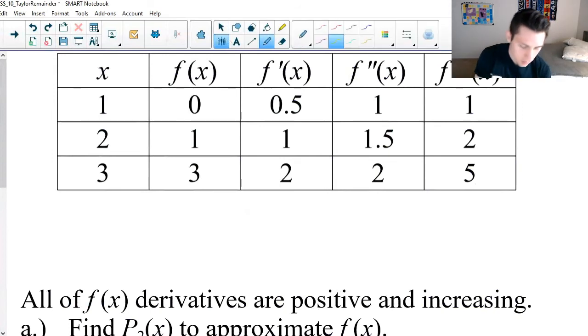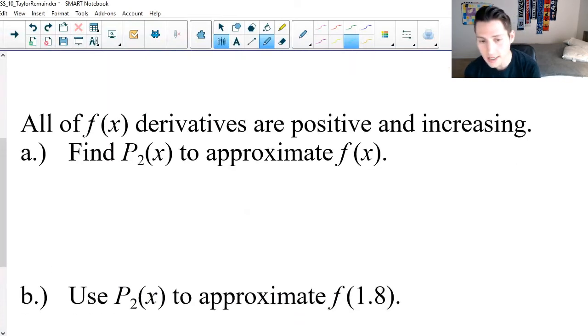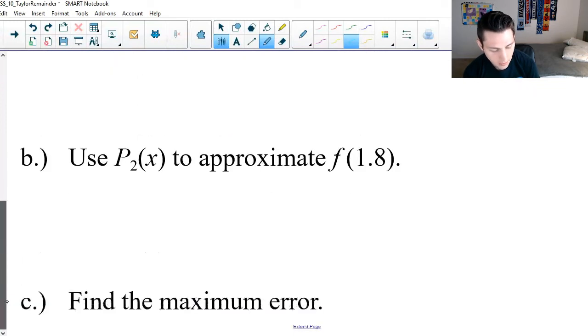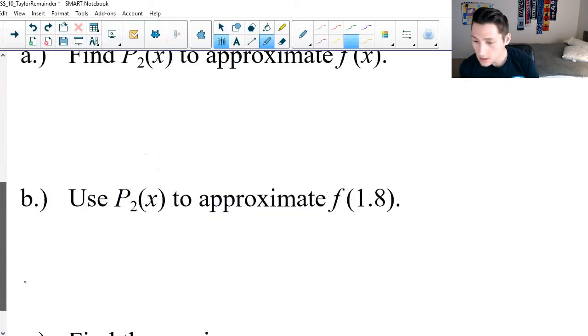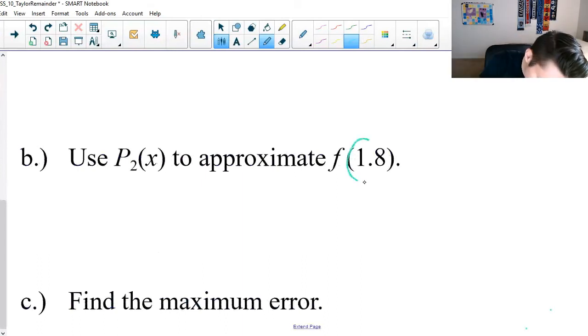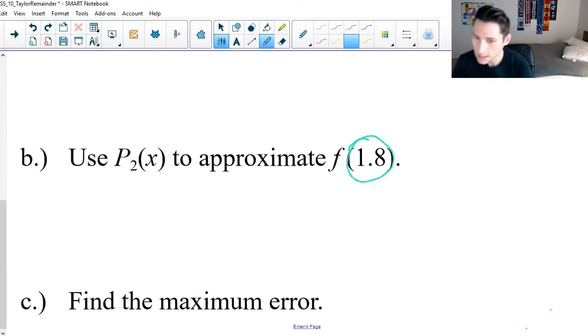Part A tells us to find the second degree polynomial to approximate f. Part B, use that second degree polynomial to approximate f of 1.8. And part C, find the maximum error. Okay. So just as I glance through this, in part B, the thing that I'm going to end up trying to approximate is 1.8.